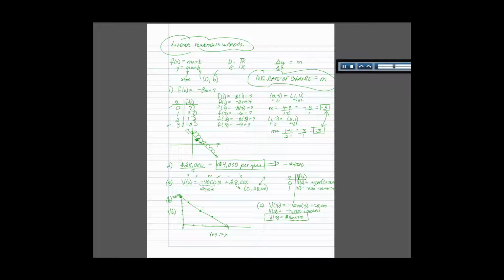All right, let's look at D. It says interpret the slope. In other words, what is it meaning? The average rate of change means that the value of the car decreases by $4,000 every year. And how do I know it's a decrease? Because the slope is equal to negative 4,000. Remember, it was negative 4,000x.